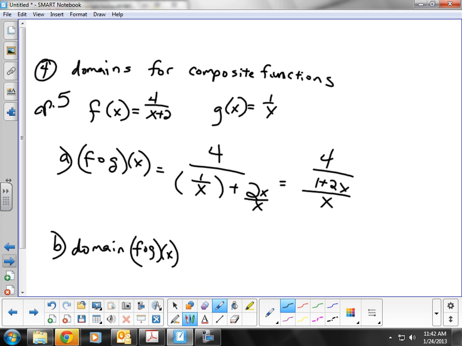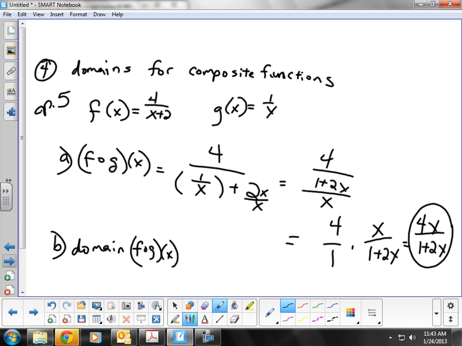And now the way complex fractions work is once you get the denominator as just one fraction, you just bring it to the top and multiply. So this becomes 4 over 1 times x over 1 plus 2x. So you just get 4x over 1 plus 2x. Okay? That's f composed g of x in the form that it's going to be in the back of the book when you check your answers or on a multiple choice test.